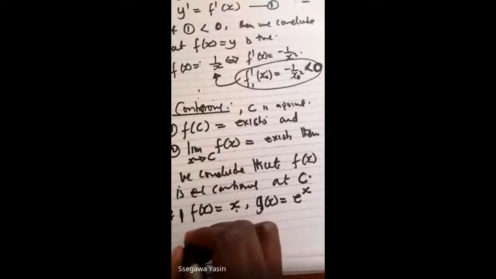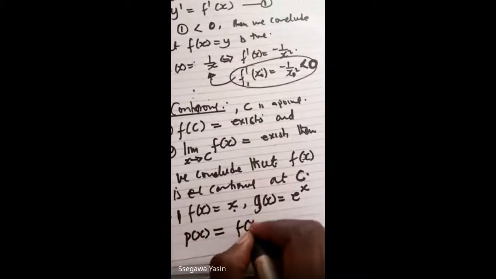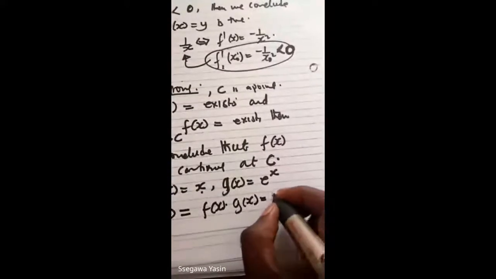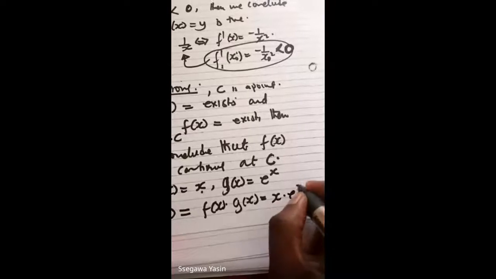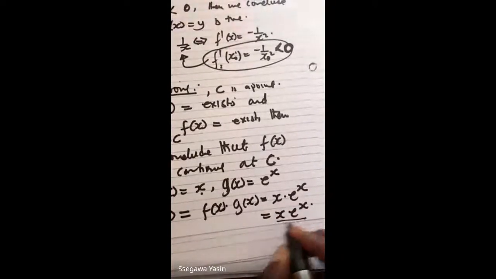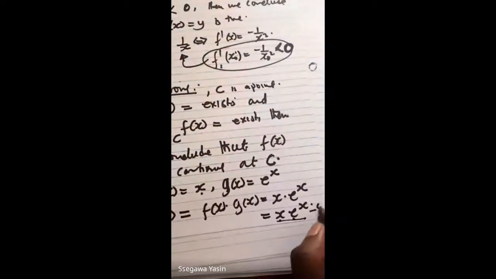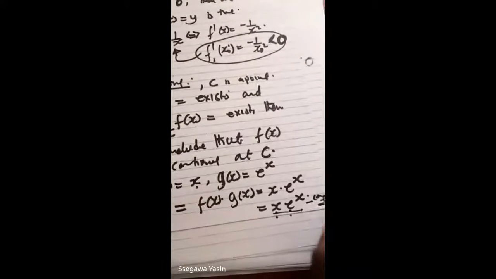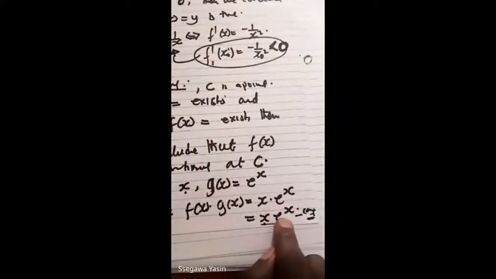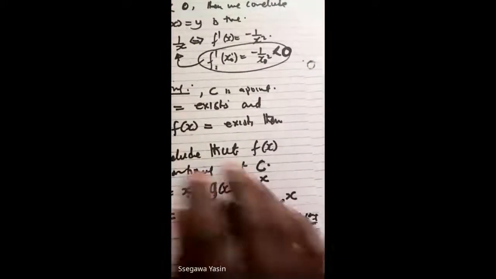The product may be p of x, which we can call f of x times g of x. Remember multiplication of functions from your high school level. This is the same as e of x, which is the same as x e of x. Since this one here is continuous, and this one here is continuous, that is the logic we are going to use: if this one is continuous and this one is continuous, then you conclude that also the product is continuous.